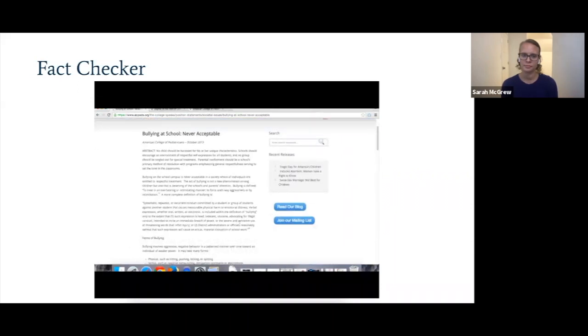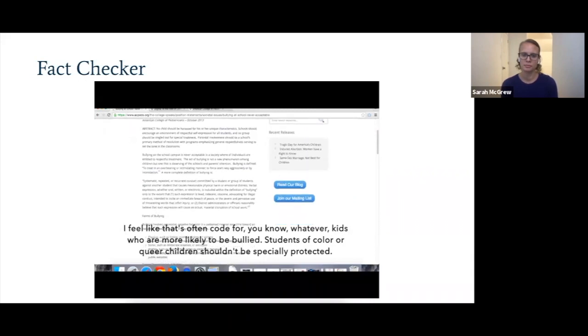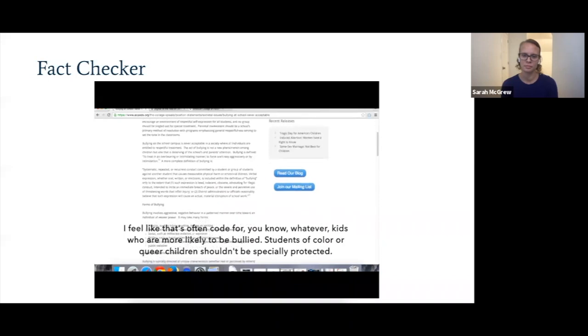So now I'm just reading the abstract. Schools should encourage an environment of respect. No one should be harassed. So this is interesting, right? Like the idea that no one should be harassed, but also no group should be singled out for special treatment. I feel like that's often code for, whatever kids who are more likely to be bullied, students of color or gay children, queer children or whatever, shouldn't be especially protected.